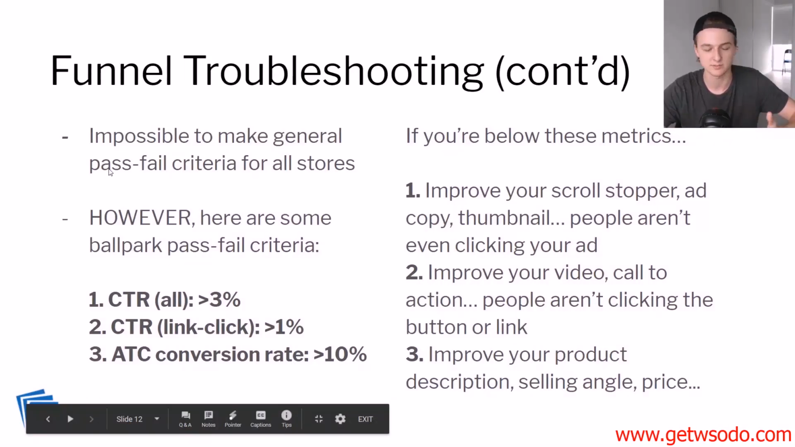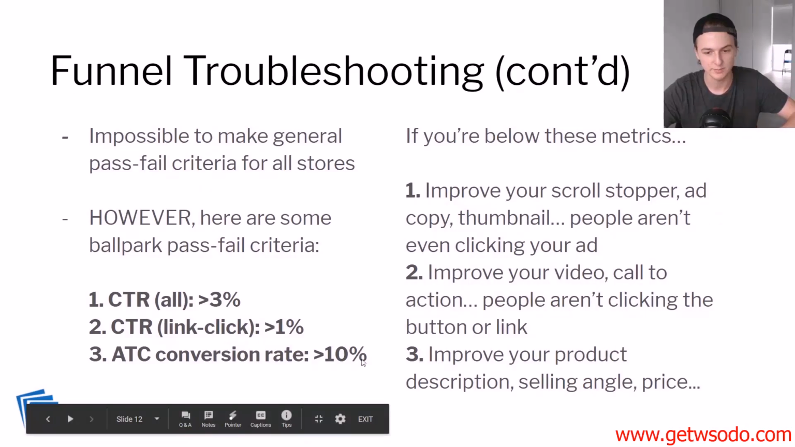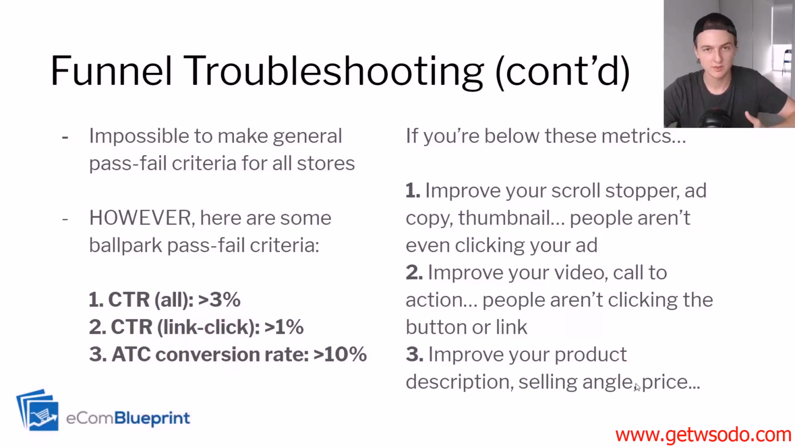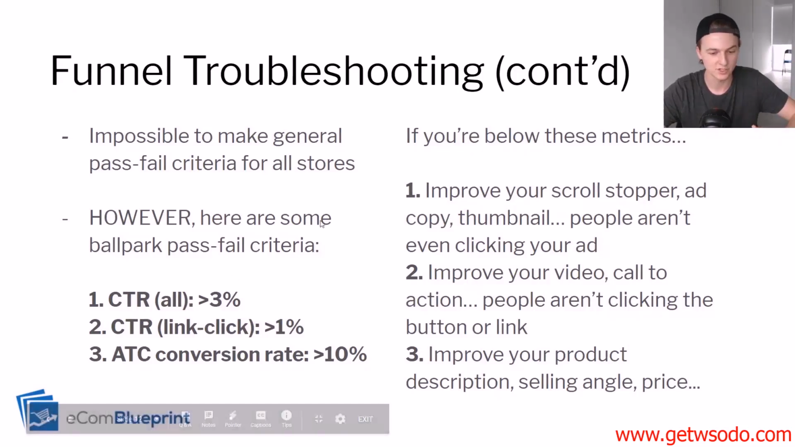And that's why I said it's impossible to make general criteria for all stores. But in my experience, the add to cart conversion rate is going to be above 10% for a good funnel. And so if your add to cart conversion rate is below 10%, you need to work on your product page, your product description, the main angle that you're selling in your product description, right? The price, maybe it's too expensive and people don't want to buy it. And so these are the 3 ballpark pass-fail criteria that I'd recommend working with when you're trying to troubleshoot your funnel. And I matched up so you can see the steps to improve it for each step if you're below this pass-fail criteria.